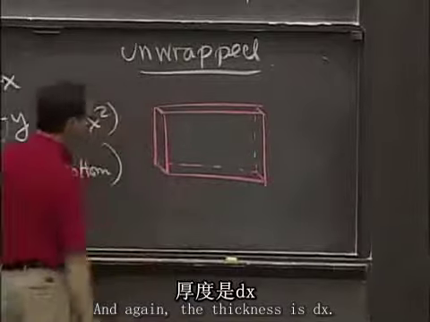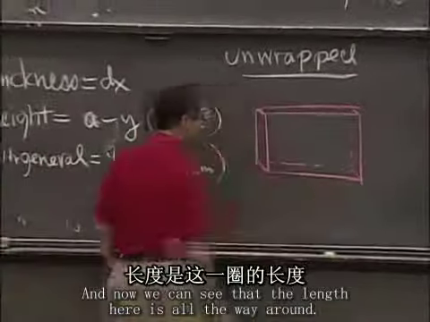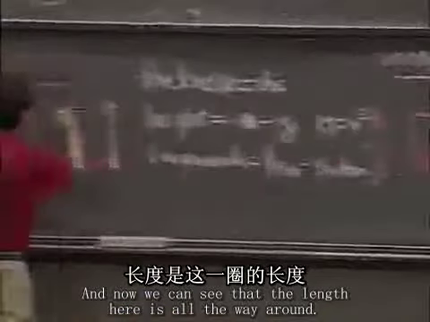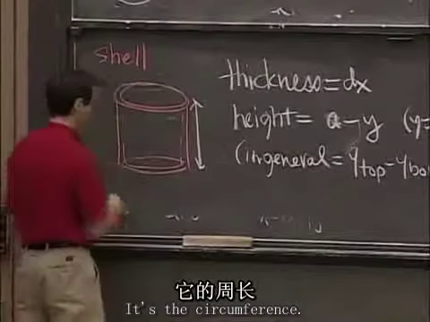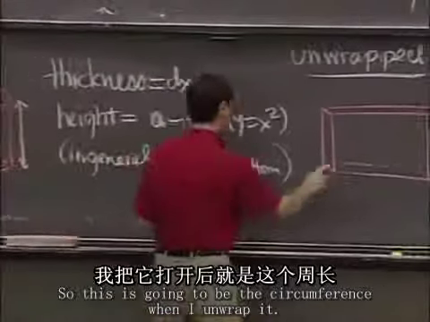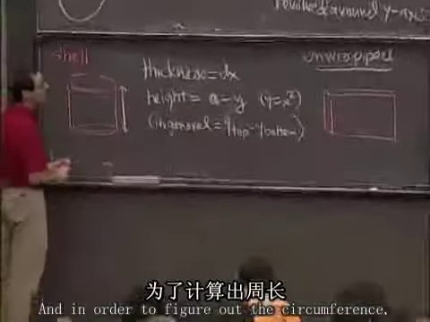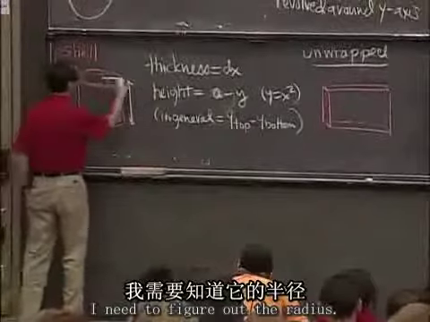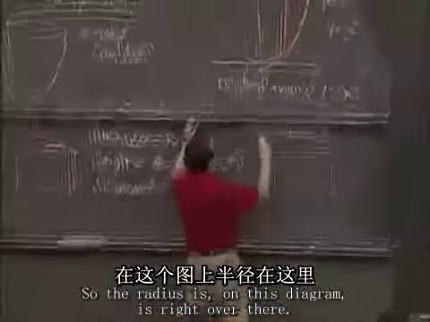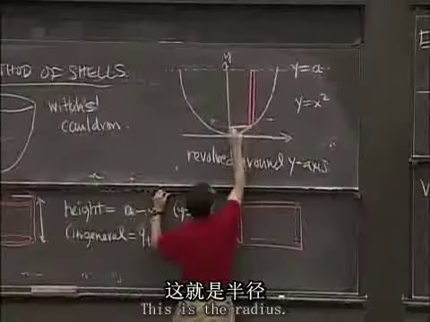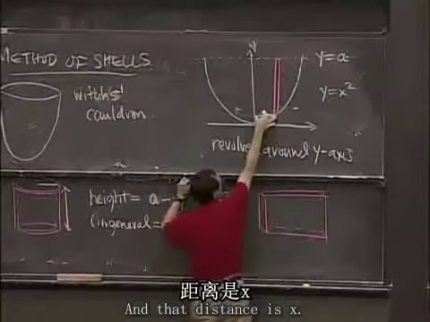And again, the thickness is dx, the height is a minus y, and now we can see that the length here is all the way around. It's the circumference, all right? So this is going to be the circumference when I unwrap it. And in order to figure out the circumference, I need to figure out the radius. So the radius, on this diagram, is right over there. This is the radius. And that distance is x.